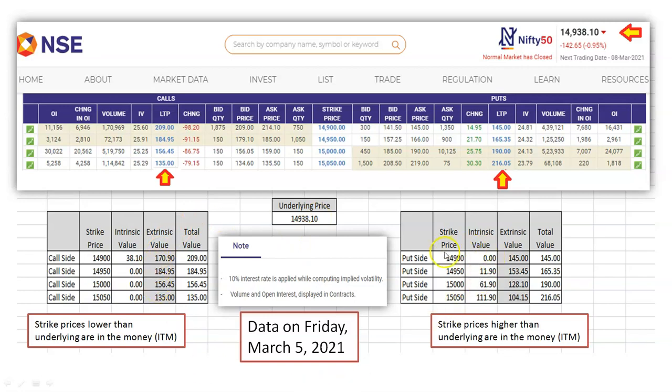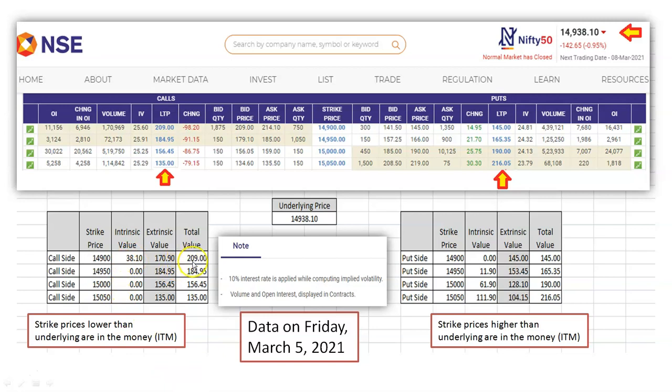In the case of puts, the underlying as usual is here. So the strike prices higher than the underlying are these 14,950, 15,000 and 15,050. So here there is an intrinsic value: 14,938.10 is deducted from 14,950 and you get the intrinsic value. So in these three contracts we have intrinsic value, in this there is nothing, and just the reverse on the call side, here only you have intrinsic value and for the rest you have nothing.